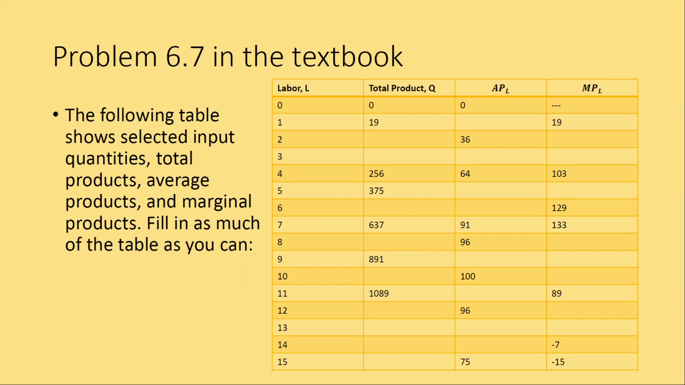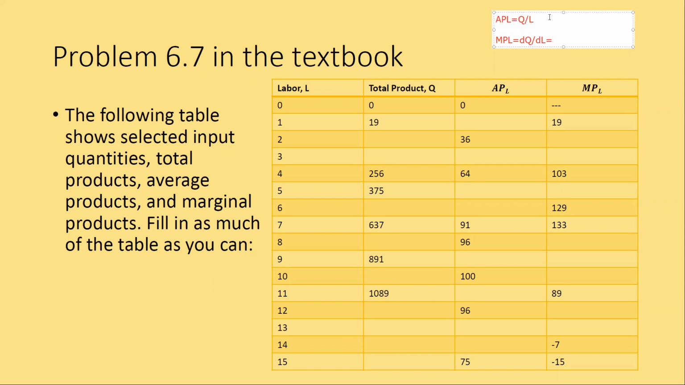This is an exercise from the textbook, problem 6.7. I just want to go through this problem with you all so that we make sure everyone is clear about those two concepts. Let me write down on the top what our APL and MPL are. The APL, the average product of labor, is our total production divided by the units of labor we employ. Our MPL is differentiating our total production with respect to labor.